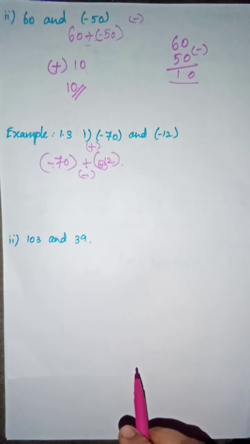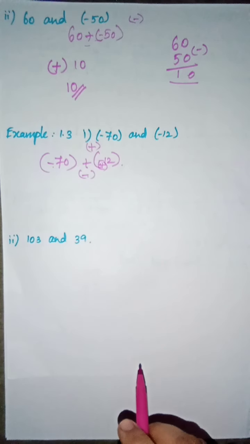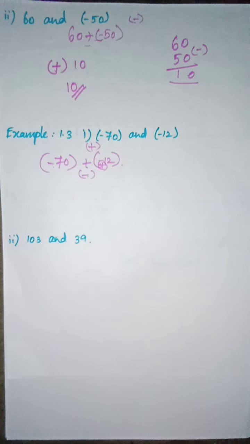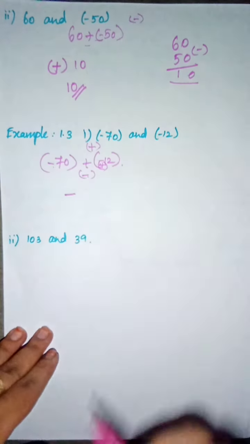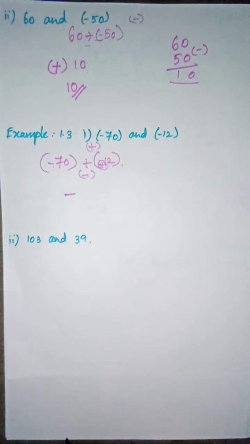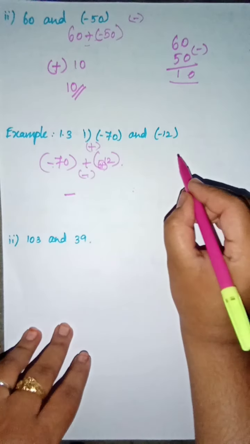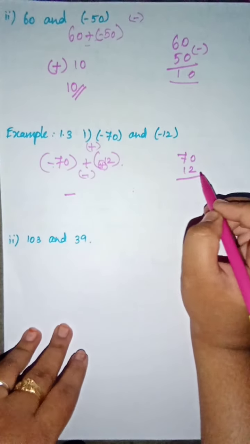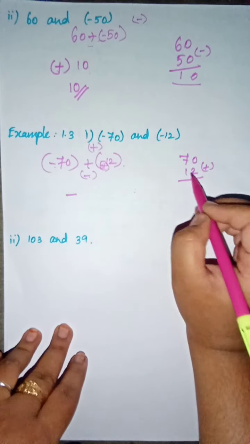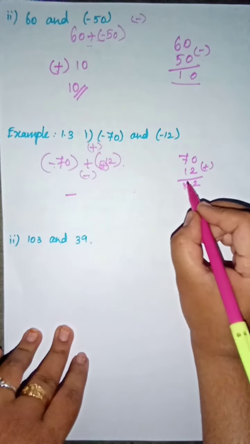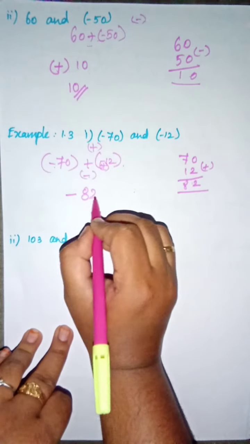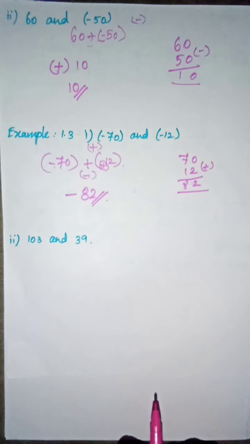Now we have to see the biggest number's symbol. What is the biggest number here? It is 70. 70 is the biggest number, and it contains a negative symbol, so the answer should be in negative form. We have to add these two numbers. Adding 70 plus 12: 0 plus 2 is 2, 1 plus 7 is 8. So minus 82 should be our answer.